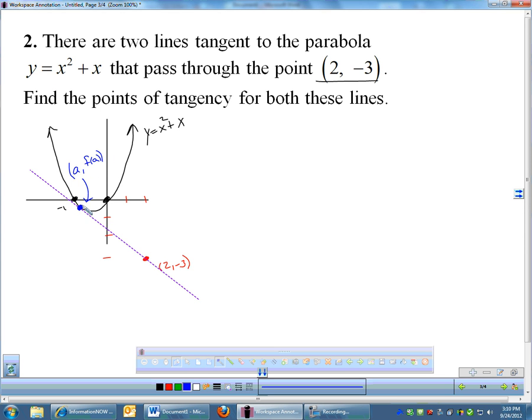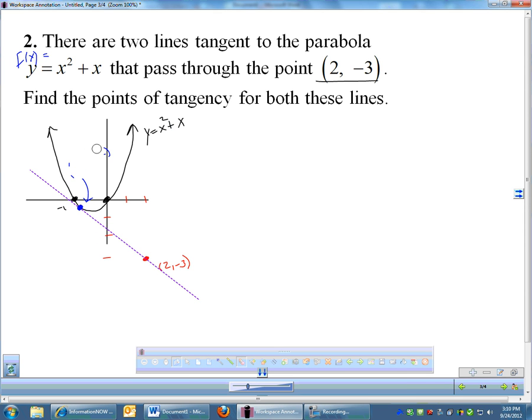Okay, I don't know what my coordinates are, so I'm just going to call it A and f of A for now. But since I know that f of x is x squared plus x, I could call this point A and A squared plus A. I can simply plug in my x coordinate to get my y. And it's very generic because I don't know what the point is.